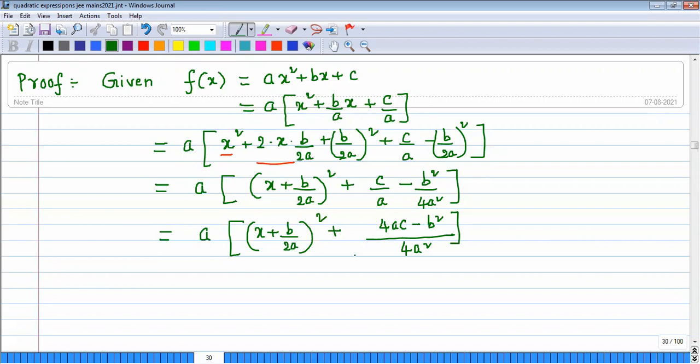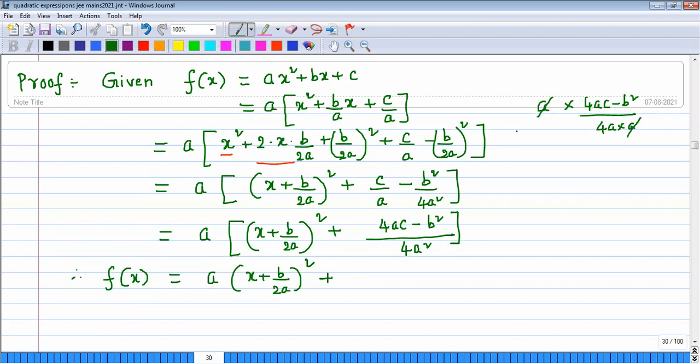So just open the bracket. If you open the bracket, now f of x becomes a multiplied by x plus b by 2a whole square plus, here, a multiplied by this 4ac minus b square by 4a square. In this 4a square, 4a into a will get cancelled. So when a is multiplied with the second term, that is 4ac minus b square by 4a square, we get 4ac minus b square by 4a.